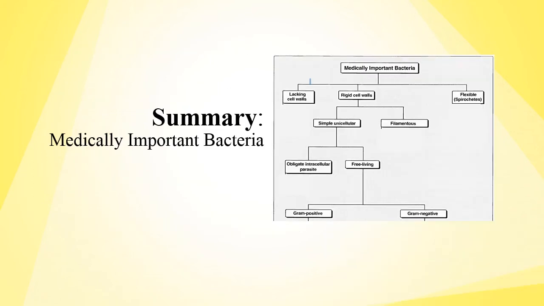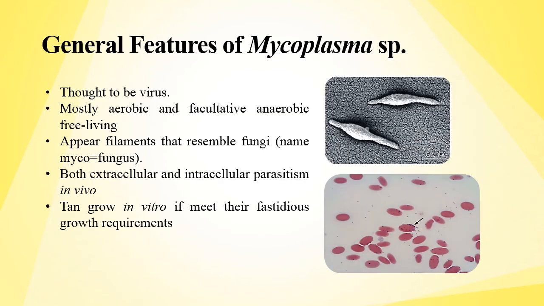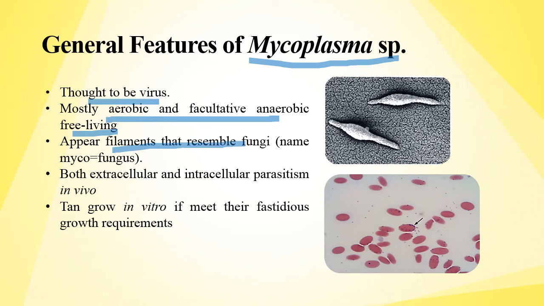Okay, we are at the end of the topic, which is the bacteria lacking cell walls. Mycoplasma species, or genus Mycoplasma, is one of the genera of cell-wall-lacking bacteria. Initially, Mycoplasma species were thought to be viruses. They are mostly aerobic and facultative anaerobic, free-living prokaryotic organisms. They appear filamentous and resemble fungi, whereby myco means fungus. They have both extracellular and intracellular parasitism in vivo. They can grow in vitro if their fastidious growth requirements are met.